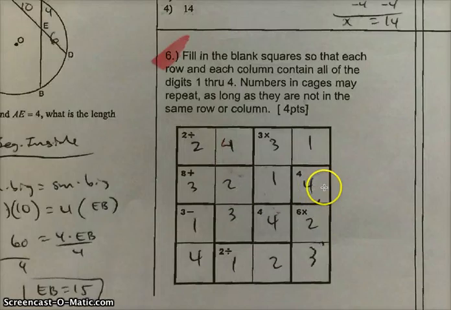Look for the freebies. You have 2 freebies here. There's a 4 and a 4. It's called a cage because it's darkened. For example, this is the outline of a cage where you have to put 3 numbers that multiply to be 3. That would have to be 1, 3, and 1. Put a 4 there, put a 4 there. Therefore, this number must be a 2.